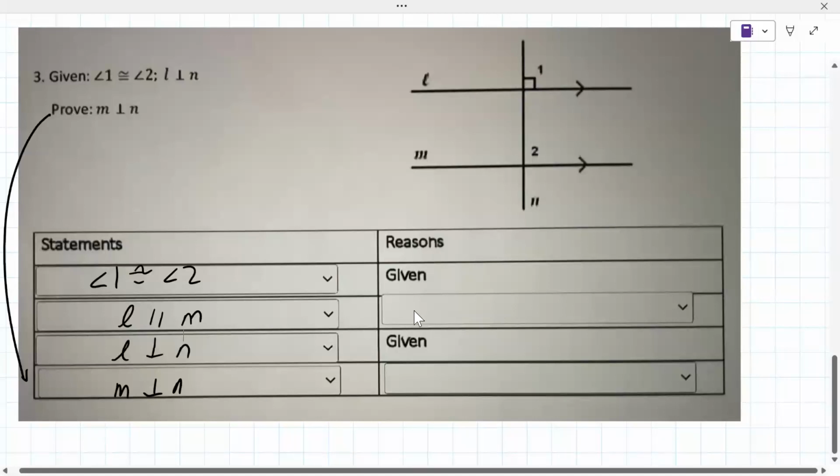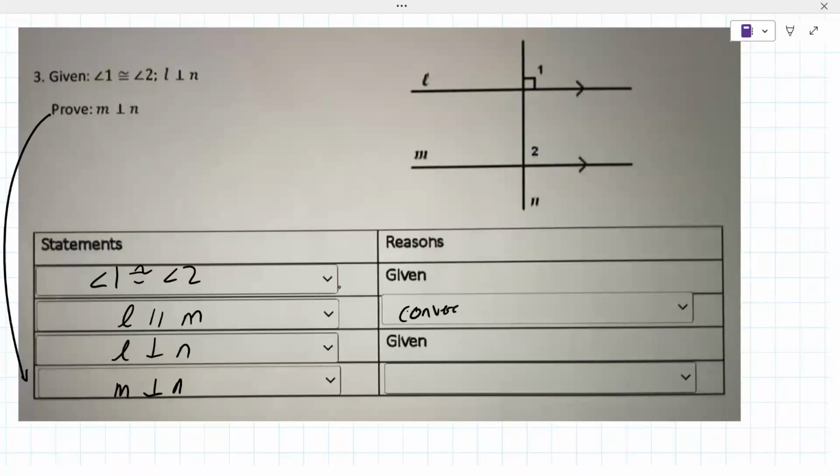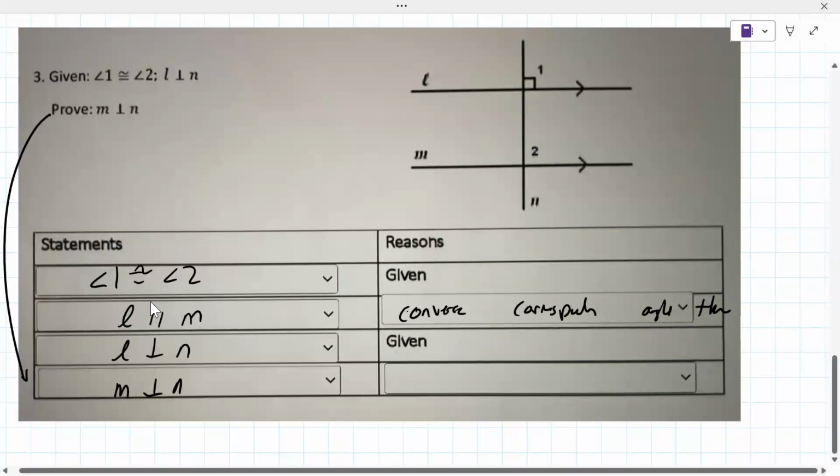So is there something with parallel lines over here, a converse of... Converse of corresponding angles theorem. Is that it? Yes, there you go. Because they are corresponding. And then for this other one, I guess I need to know what the drop downs are again.